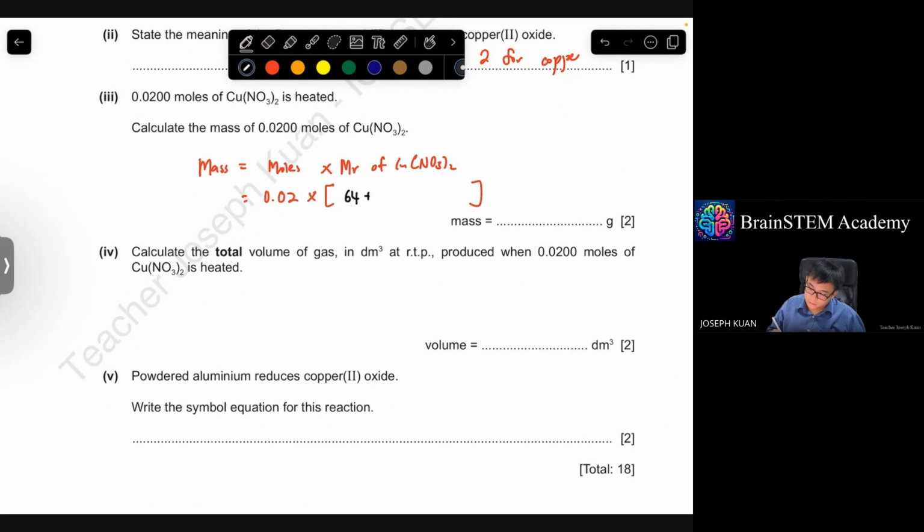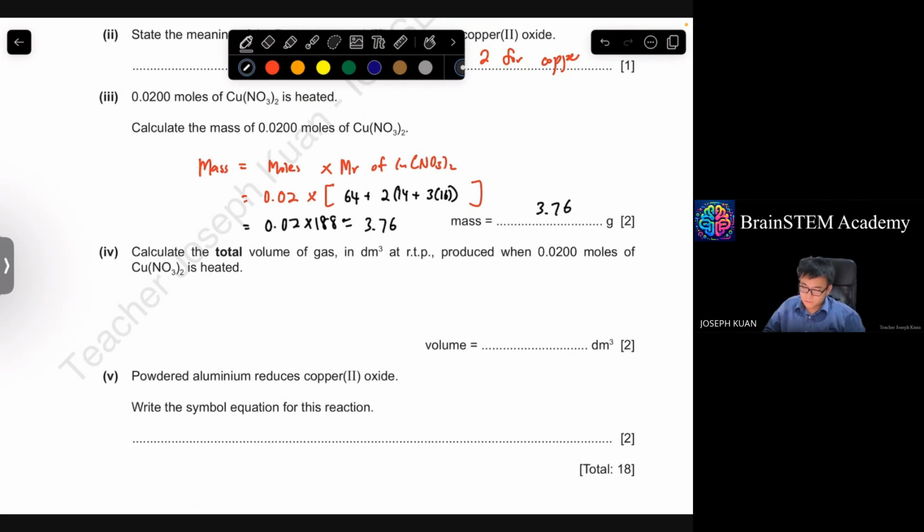64 for copper. Then we have 2 sets of nitrate. So 14 plus 3 times 16. So a total of 48 plus 14. That makes it 62. 62 times 2 is 124. 124 plus 64 is 188. That makes it 3.76 grams.